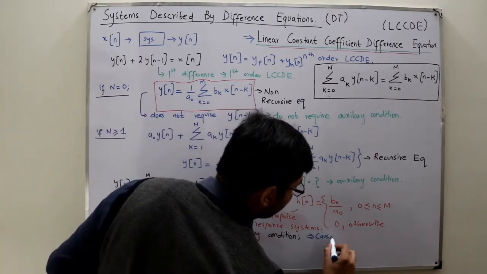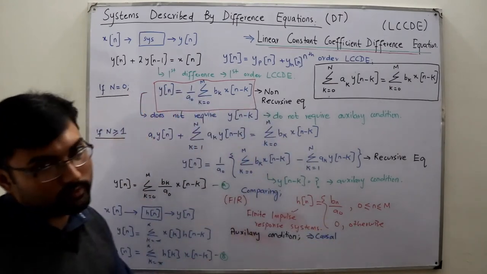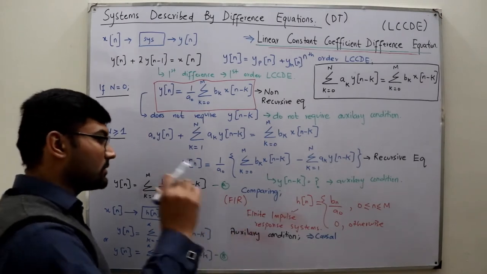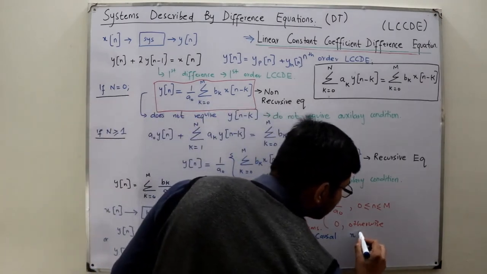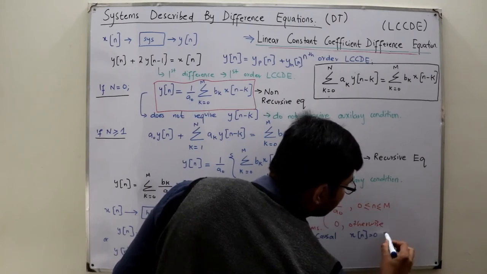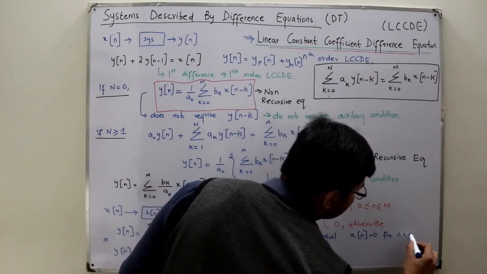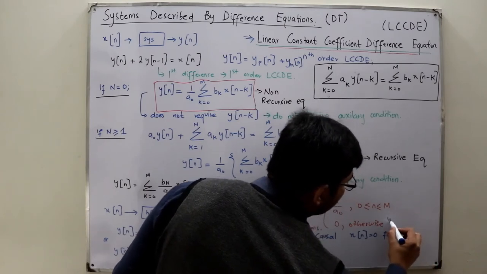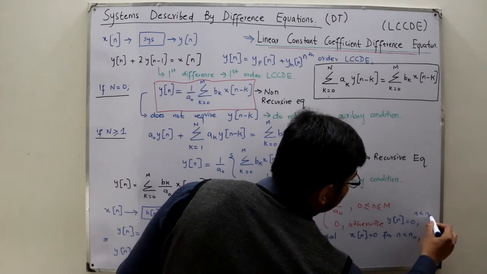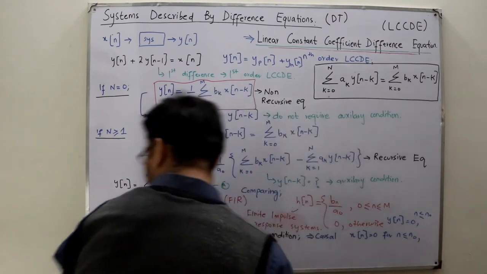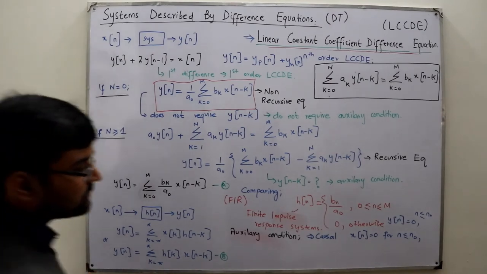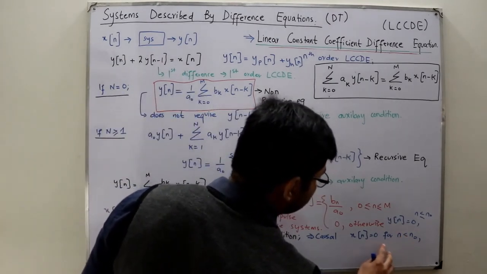To simplify it, you know it from the previous video, all of the real life systems are causal. So if x of n is equal to 0 for n less than n naught, this means that y of n would also be 0 for n less than n naught, or also give it an equal sign. Do we have an equal sign? We don't have it in the book.